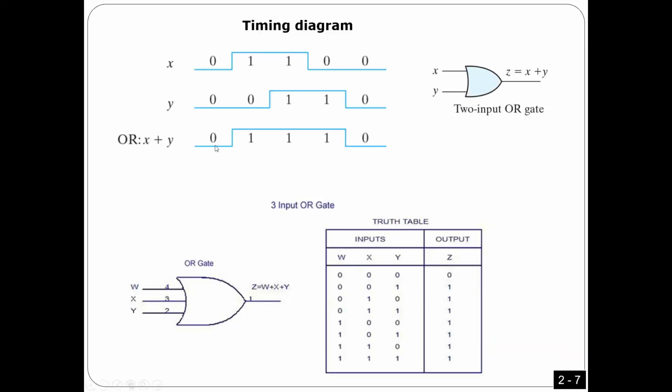And this is the timing diagram for OR. Look here, 0 or 0. This is the only condition where I'm going to get 0. Here, once I have 1, I'm going to get 1 here. Once I have 1 here, 1 and 1, I get 1. Here, 1, I'm going to get 1.